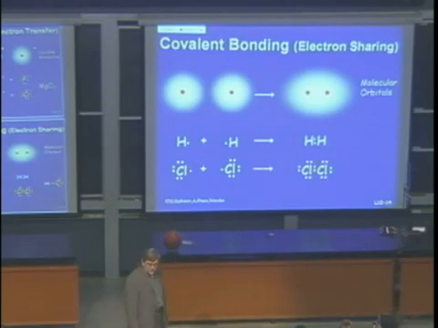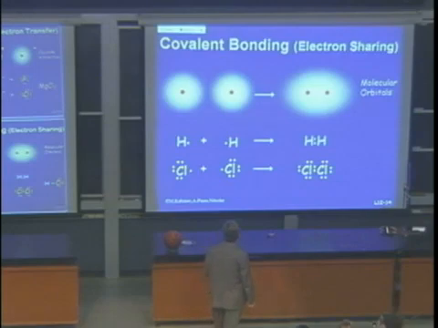Chlorine gas will combine to chlorine molecules, and they will share electrons, so 2, 4, 6, 8, 2, 4, 6, 8. So there is no polarization. This is a perfect covalent bond.